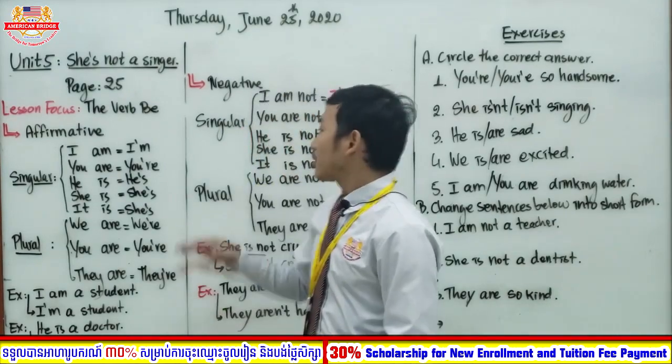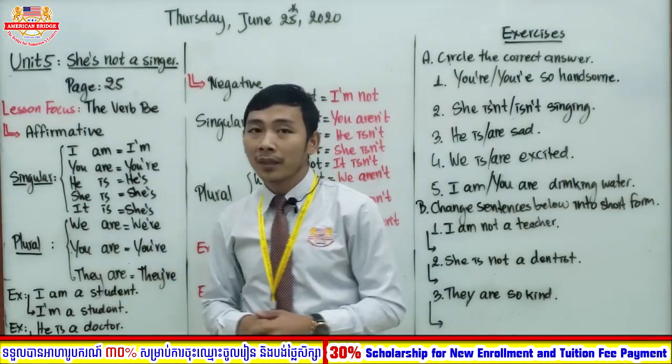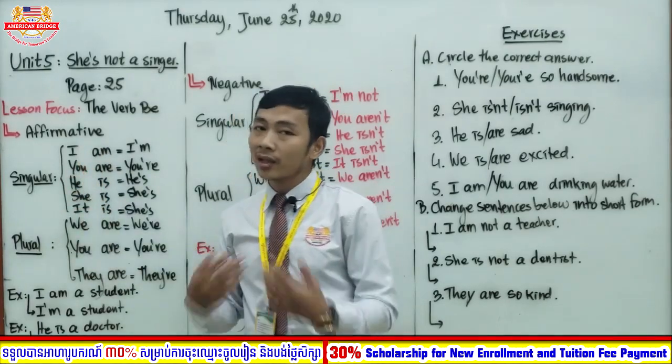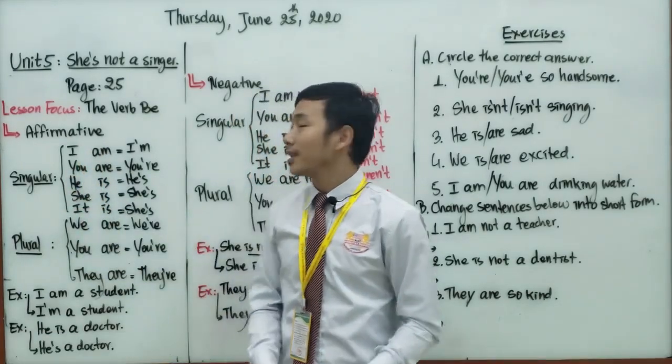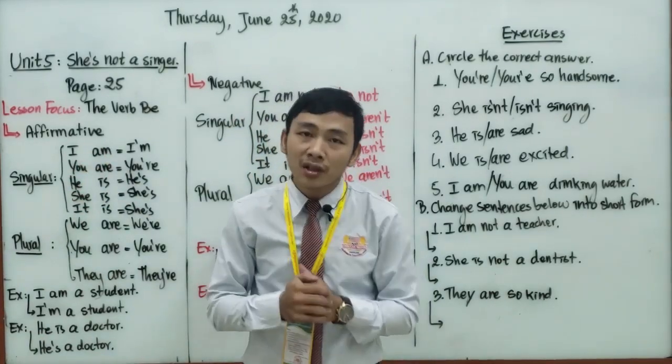Okay, good. So everyone, do not waste the time. Let's move to our main focus. So I, you, we, and they. How can you use them with verb to be? Okay, so I, we use it with am. Remember, I, we use it with am.